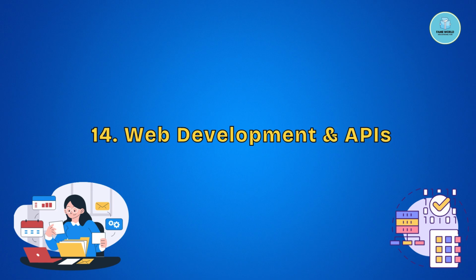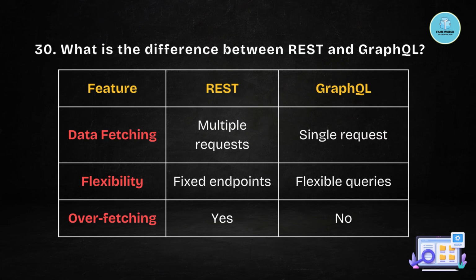Web development and APIs. Question number 30. What is the difference between REST and GraphQL? We are going to talk about this with three different features: data fetching, flexibility, and overfetching. So REST and GraphQL we are going to compare. When we talk about data fetching, in REST, multiple requests; in GraphQL, single request. When we talk about flexibility, in REST, fixed endpoints, whereas in GraphQL, flexible queries. When we talk about overfetching, REST, yes; GraphQL, no.